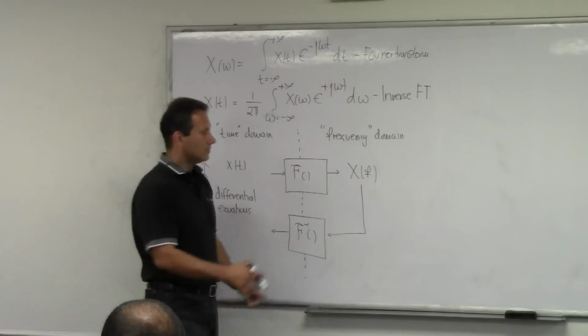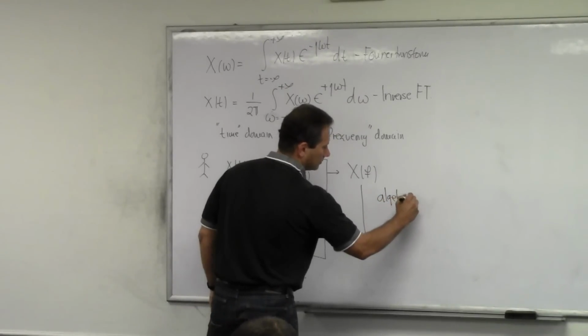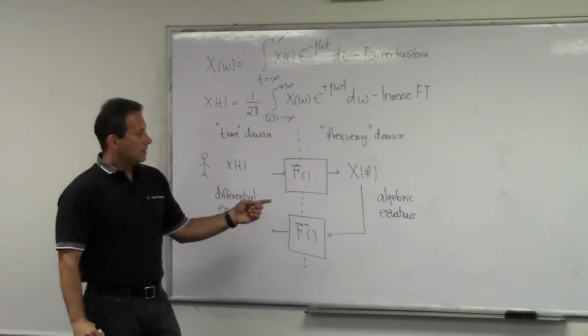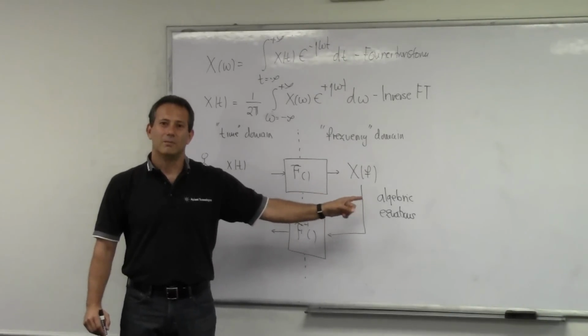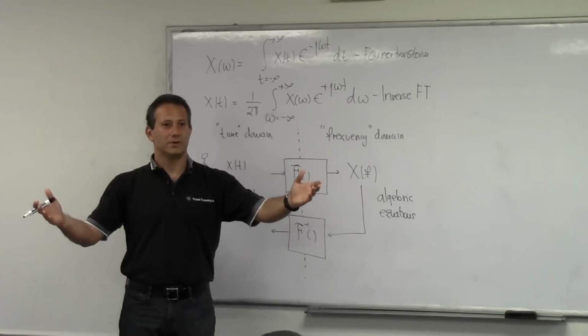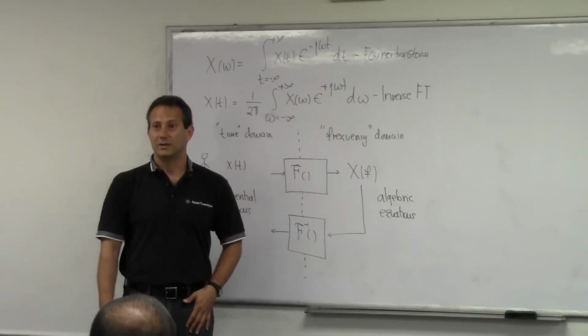What happens when you apply the Fourier transform to this world is that differential equations turn into algebraic equations. And these we know how to solve. Our math is very powerful here. There's no mysteries in algebra. If I can formulate the problem as an algebra problem, I can solve it, right?